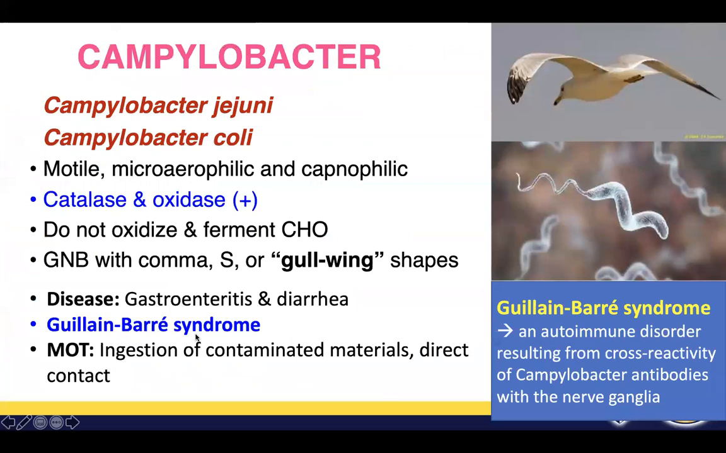Okay, so let's move on to the next organism. We have Campylobacter. Okay, so Campylobacter jejuni and Campylobacter coli are the most frequently isolated species of Campylobacter in humans. Now, technically, they are clinically indistinguishable. Both of them are curved, gram-negative bacilli.